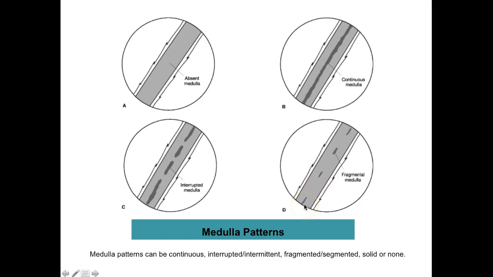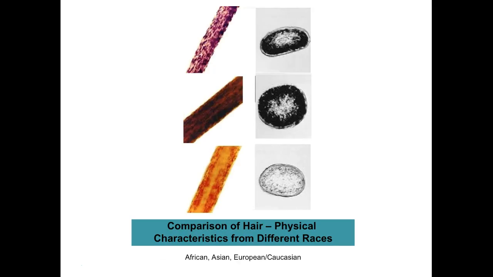The medulla can be solid, which means that this entire gray area would be filled with medulla, or it can be completely absent, which is what we see in diagram A, where there's just no medulla whatsoever. So the 5 main patterns that we can find for the medulla are continuous, interrupted or intermittent, fragmented or segmented, solid, or none.